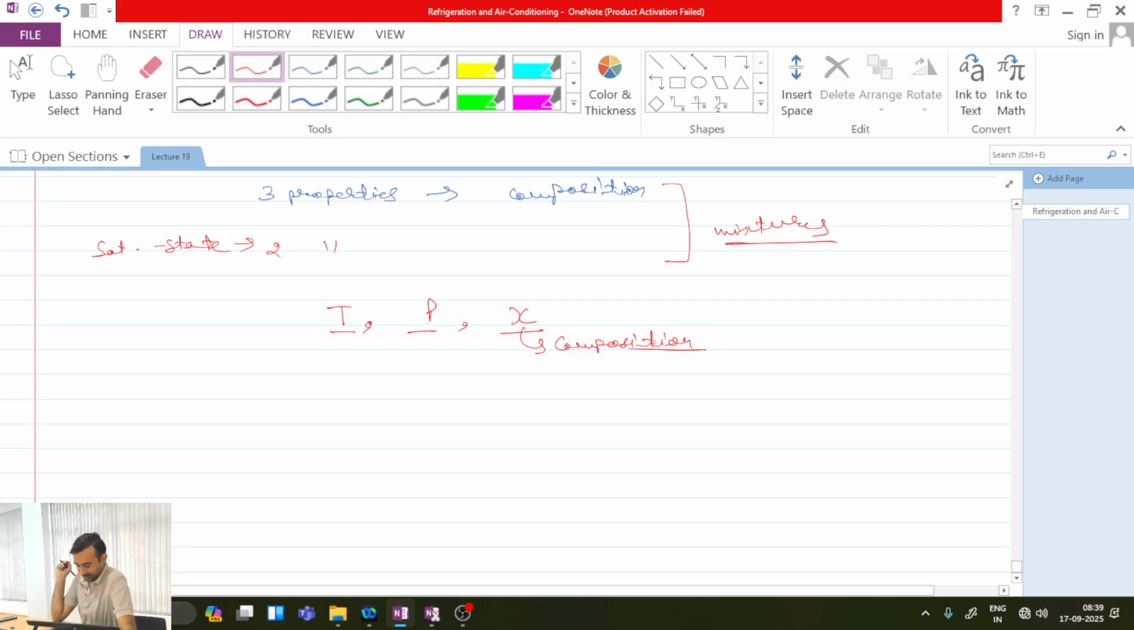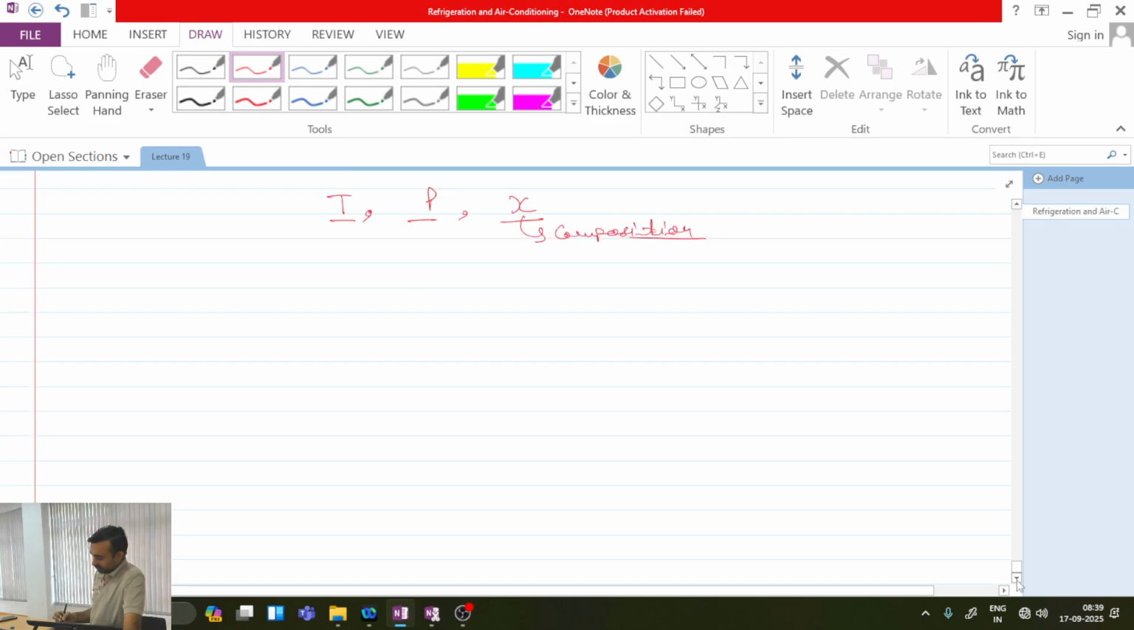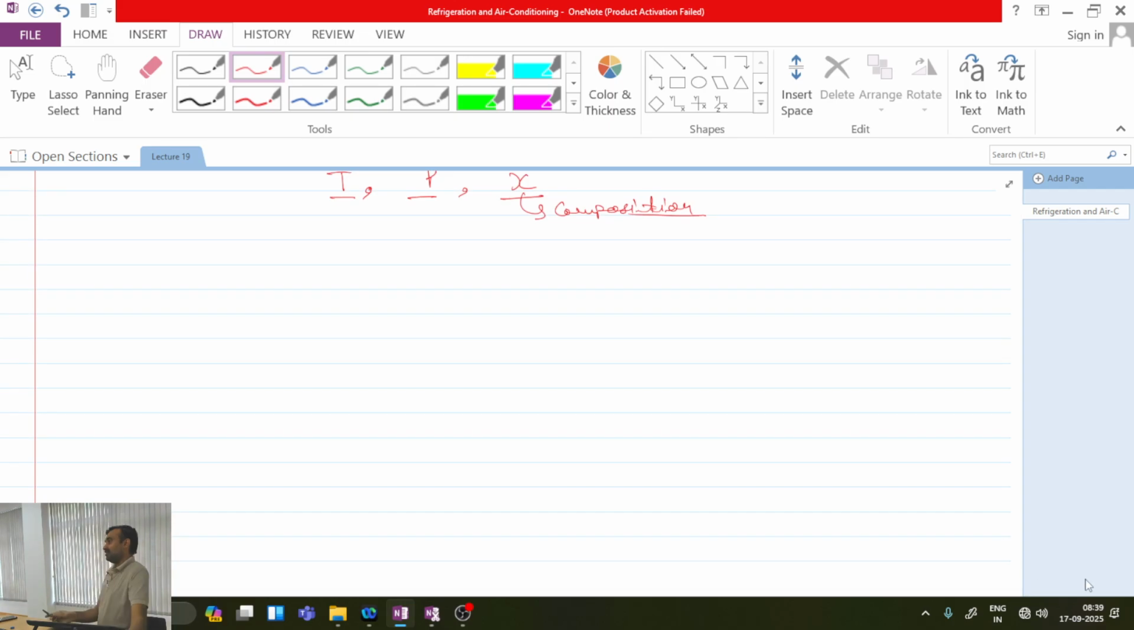So T, P, and the third property is composition. Okay. Whenever I have to represent three properties on a two-dimensional plot, what do I need to do? I need to fix any one property so that I can represent the variation of the other two properties. Okay. So let me fix pressure over here.